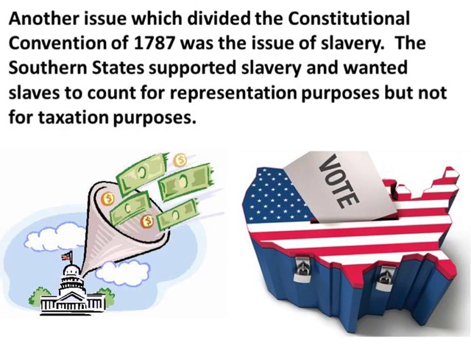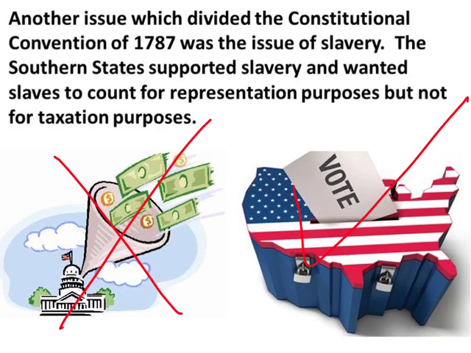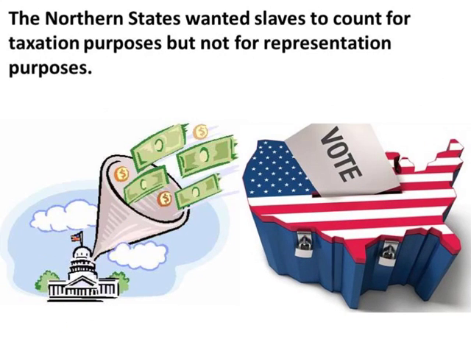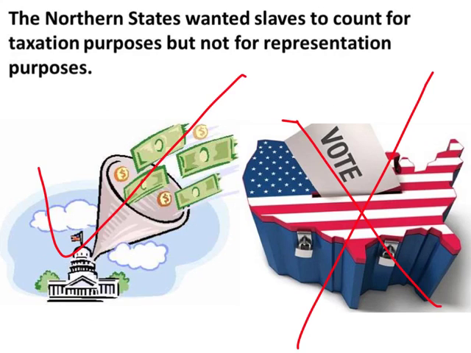Another issue which divided the Constitutional Convention of 1787 was the issue of slavery. The Southern states supported slavery and wanted slaves to count for representation purposes, but not for taxation purposes. The Northern states wanted slaves to count for taxation purposes, but not for representation purposes.